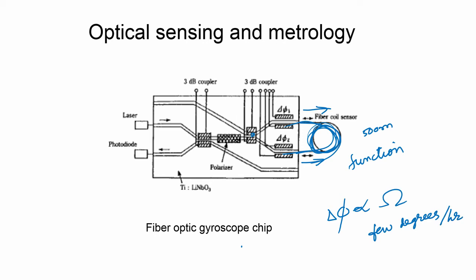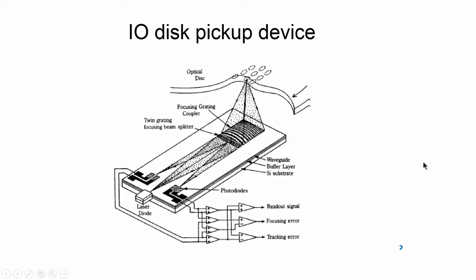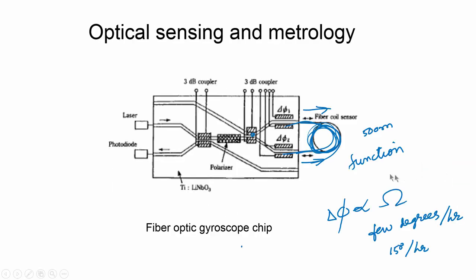To get an idea, you know that the earth rotates 360 degrees in one day. So, the rotation rate of the earth is about 15 degrees per hour, and in the current technology we have fiber optic gyroscopes of the order of a few degrees per hour, and even a fraction of a degree per hour is also available now.